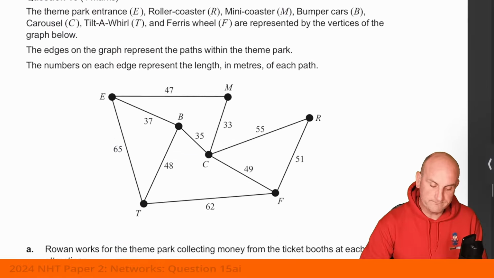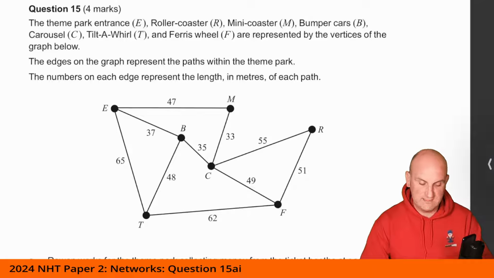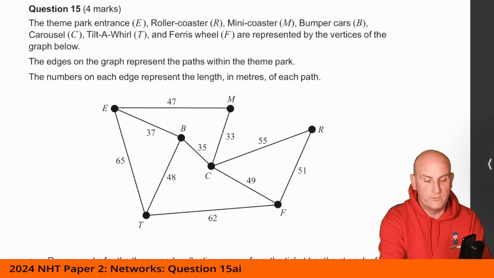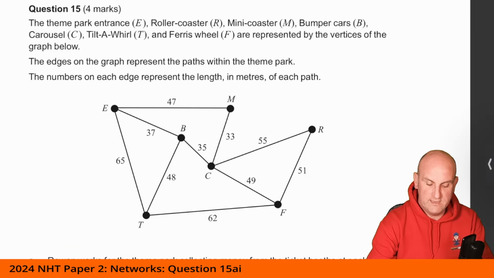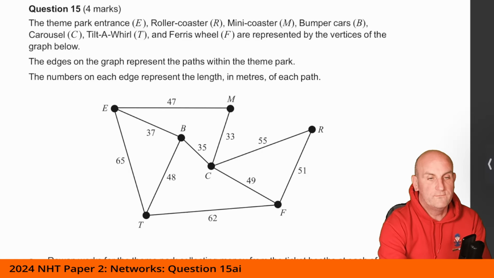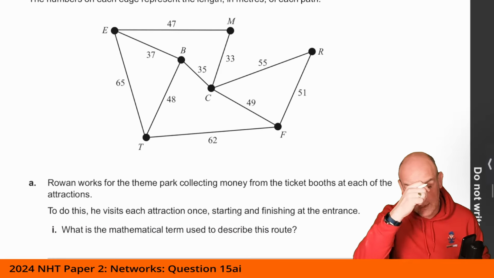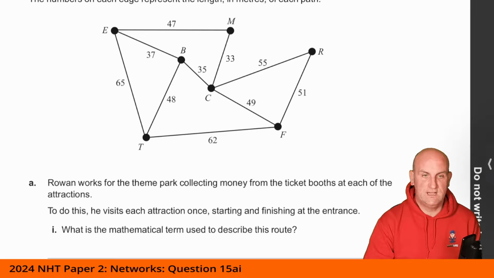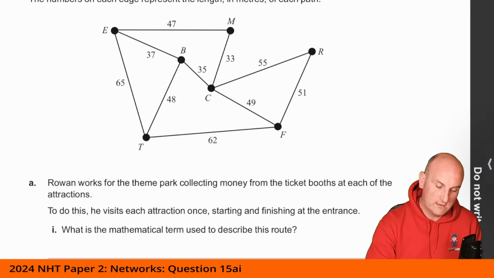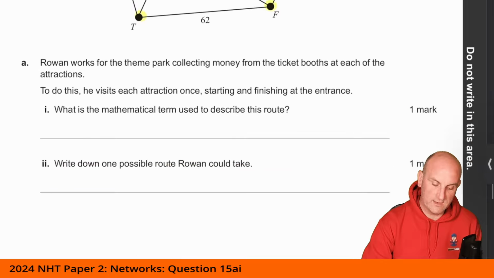There we go. 1 mark. The theme park entrance, roller coaster, and so on, are represented by the vertices in a graph below. The edges on the graph represent the paths within the theme park. The number on each edge represents the length in meters of each path. Okay, Rowan works for the theme park collecting money from the ticket booths at each of the attractions. To do this, he visits each attraction once, starting and finishing at the entrance. All right, so he's going to visit the attractions once. So that basically means he's going to go to each of the vertices only once. He's starting and finishing the same place. What is the mathematical term to describe that?